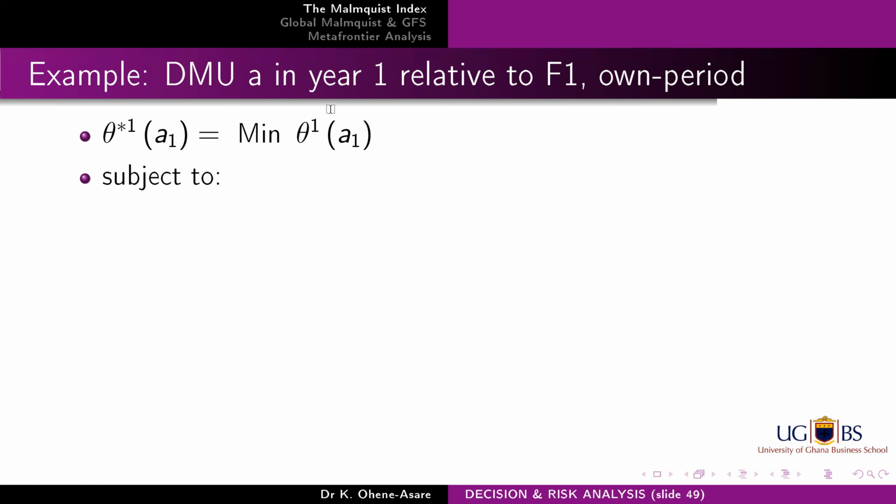And again, this comes from the envelopment idea, because the weighted sum of the input should be less than the input of the DMU you are assessing. And the weighted sum of the output should be greater than or equal to the output of the DMU you are assessing. So this comes from the principle of the envelopment model. Okay. So that's our output.